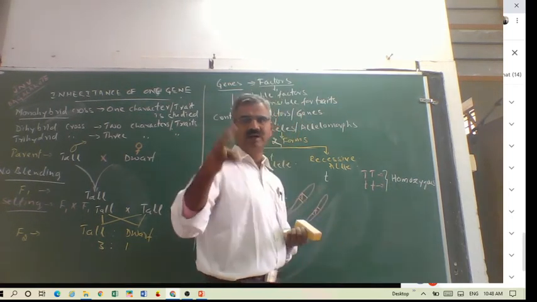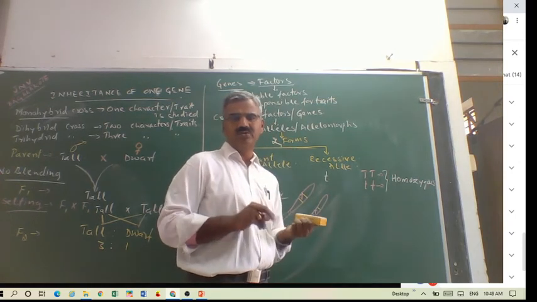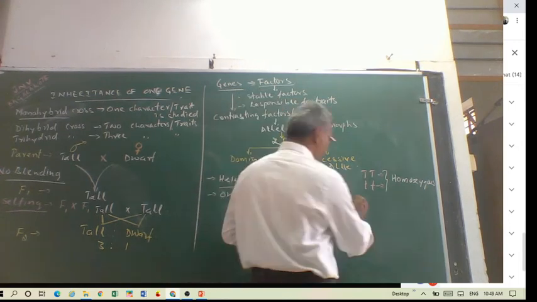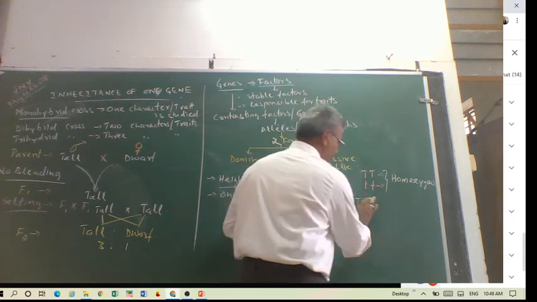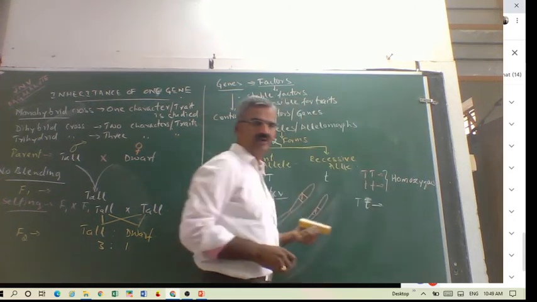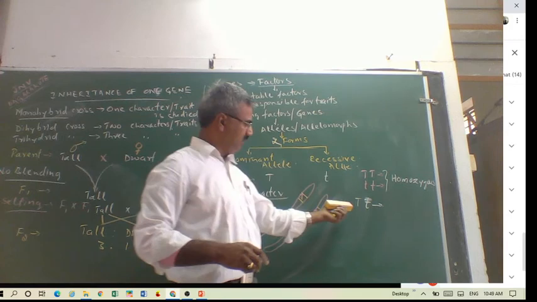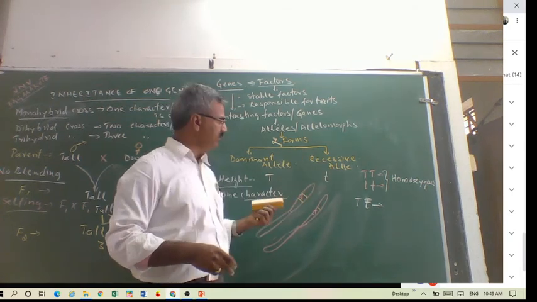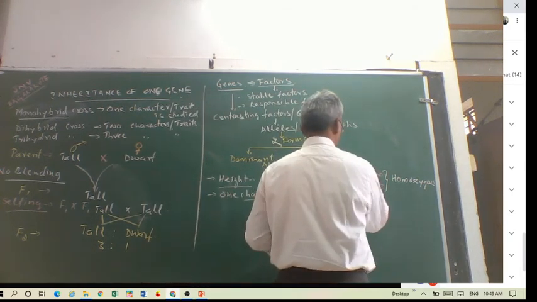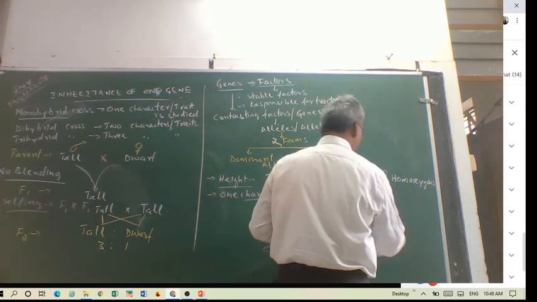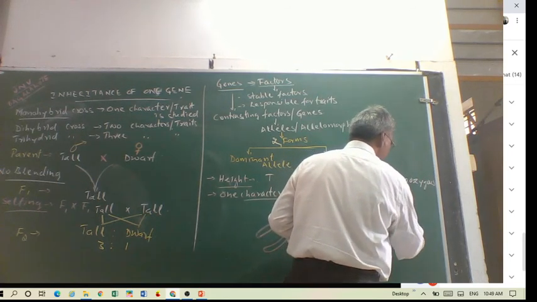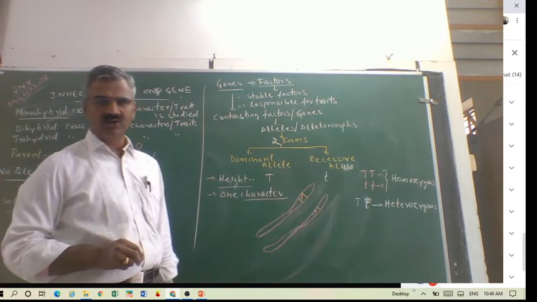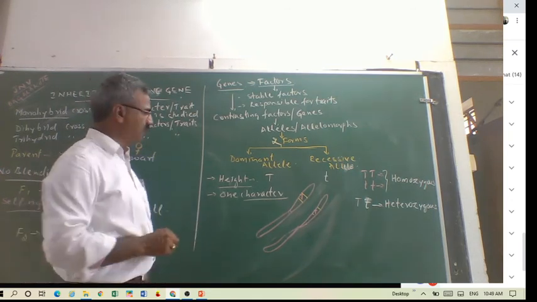And if two different alleles are there, can you tell me the combination in this? Capital T, small t. Where you can see capital T and also small t, both different combinations here. So one is a dominant allele and another one is a recessive allele in this case. Such a condition is called the heterozygous condition.